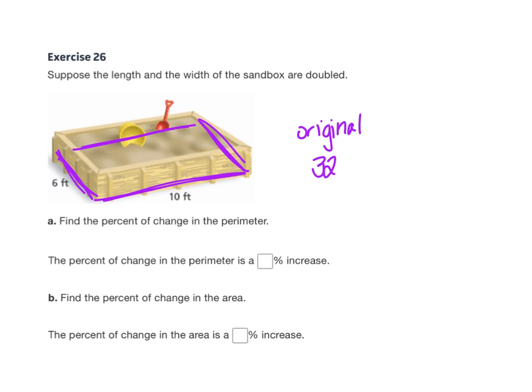But if I double everything, it says if it is doubled, then this would now be 20, and this would now be 12. So my new perimeter would be 20 plus 20, which is 40, 12 and 12, which is 24, and 40 and 24 is 64.